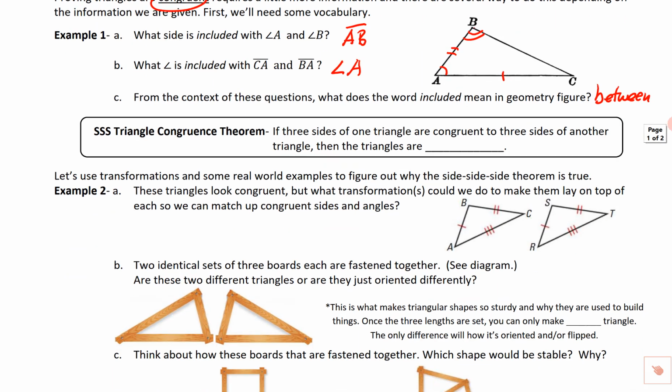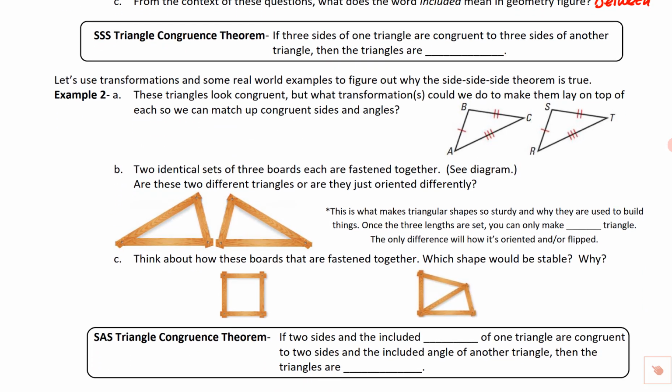So let's talk about this first congruence theorem. It's called the SSS, or we're going to say it, even though there's just the three letters, the side-side-side triangle congruence theorem. And what it says is if three sides of one triangle are congruent to three sides of another triangle, then the triangles are congruent. Remember, what we're trying to show here is congruent, not just similarity. We're going to use some transformations and some real-world examples to understand why the side-side-side theorem for triangle congruence is actually true.